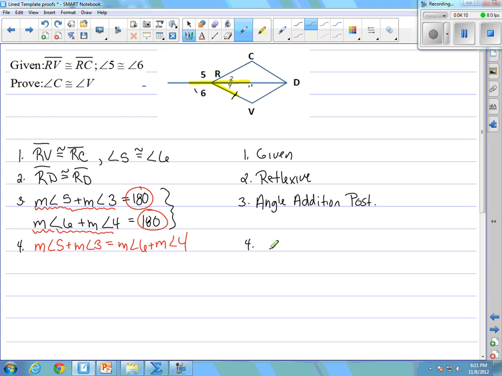Now the correct reasoning here is transitive, okay, but I would accept substitution. Remember that sometimes transitive and substitution will work. Either one will work. I'll accept either one, but there are specific times when only substitution will work and transitive won't work or won't be accepted.